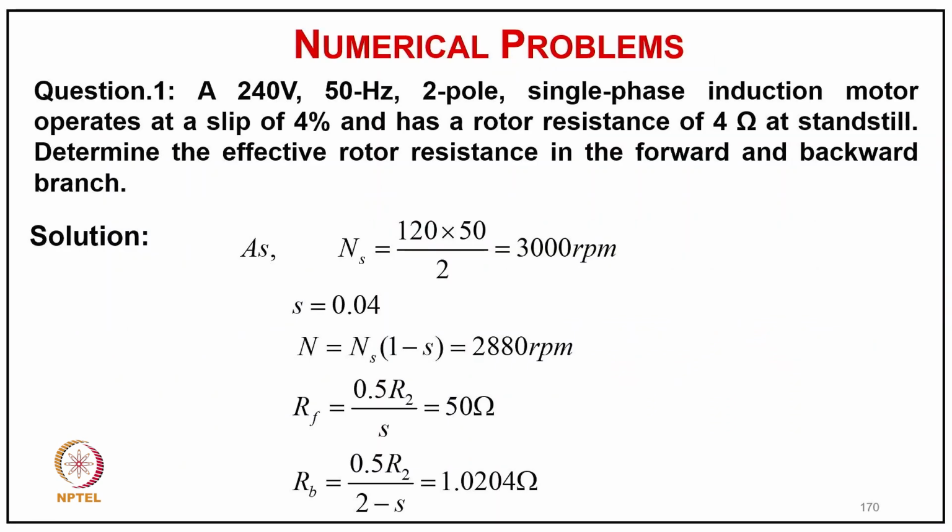Question 1: a 240 volt, 50 Hz, 2-pole single phase induction motor operates at a slip of 4% and has a rotor resistance of 4 ohm. Determine the effective resistance in the forward and backward field.